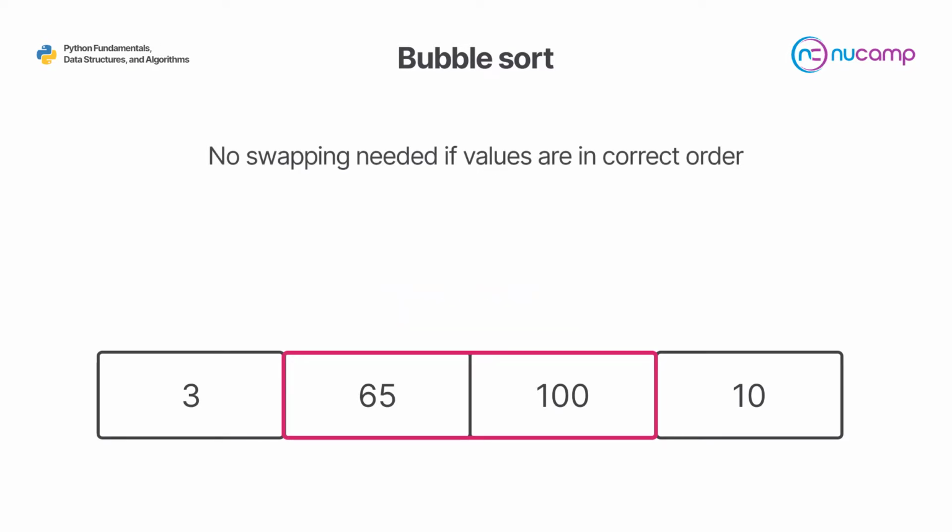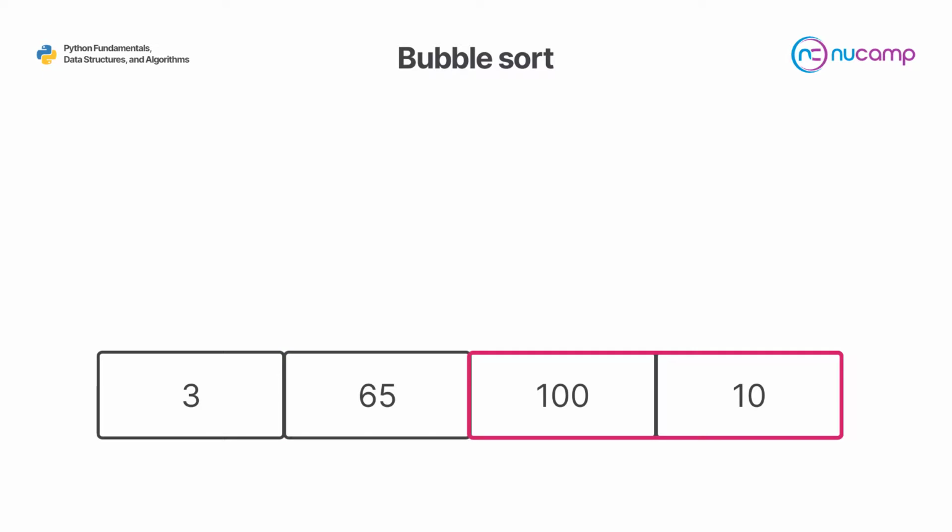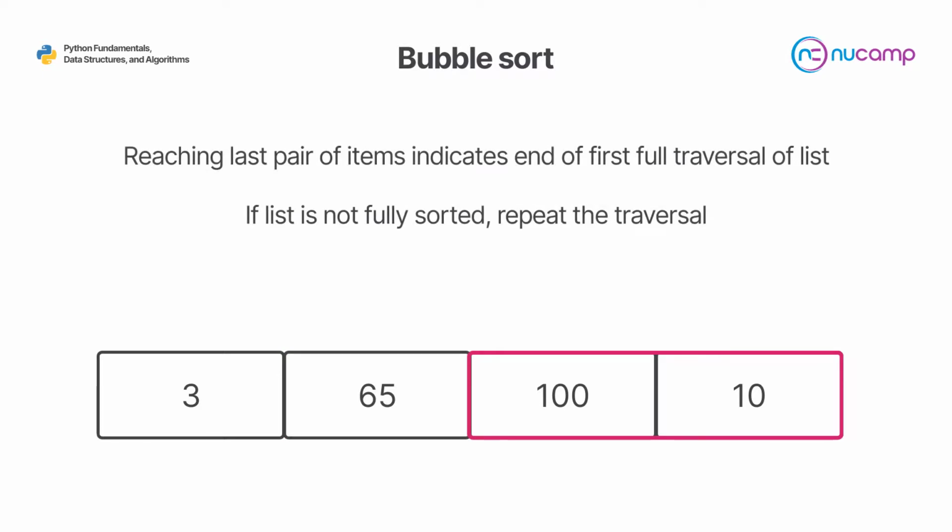Finally, we move on to the last adjacent pair in the list, 110. Since they are out of order, we swap them. When we reach the last pair, this indicates the end of the first pass-through of the entire list. We can see that the list is almost sorted, but it's not quite there. We must traverse the list again from the beginning.